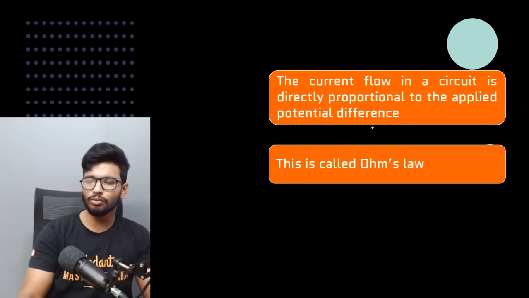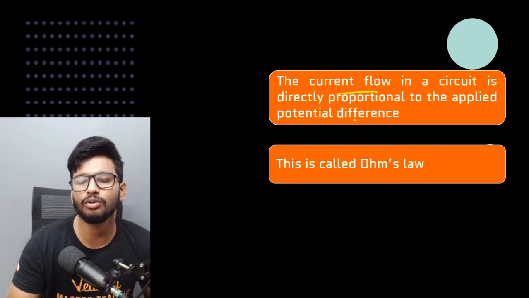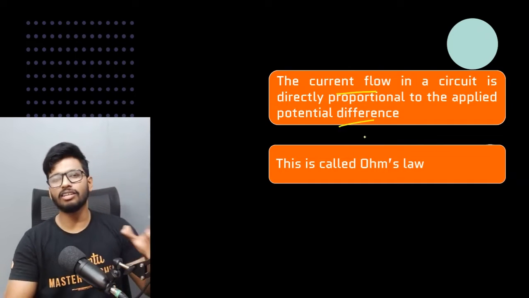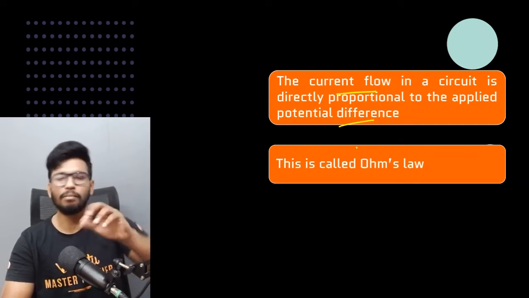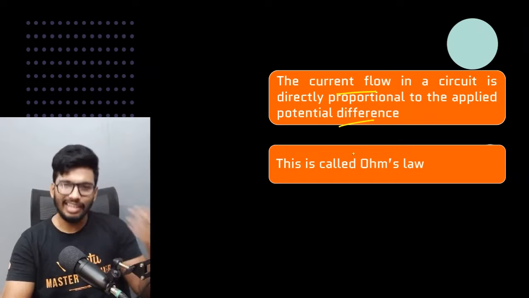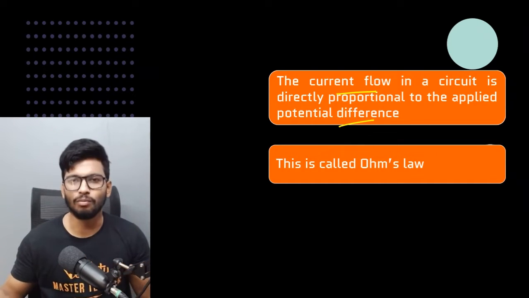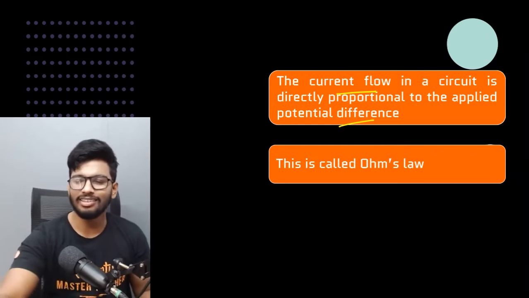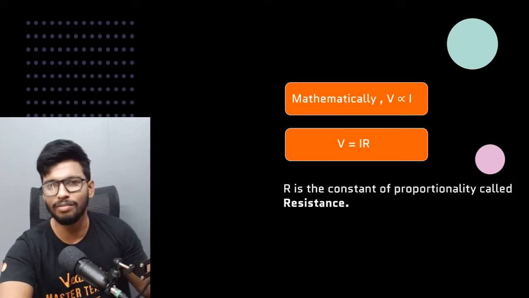So what is Ohm's law? It's nothing but the relationship between the current flowing through a circuit and the potential difference. It says that the current flowing through a circuit is directly proportional to the potential difference applied across the conductor. This is what is known as Ohm's law. The reason it's called Ohm's law is because the person who discovered this was Sir Ohm. If you had discovered this, the name would have been different, but unfortunately Ohm discovered it, so it's called Ohm's law. As simple as that.